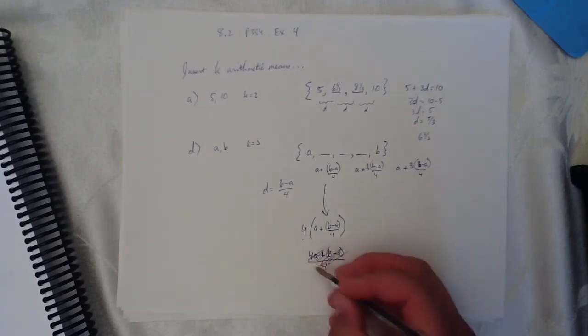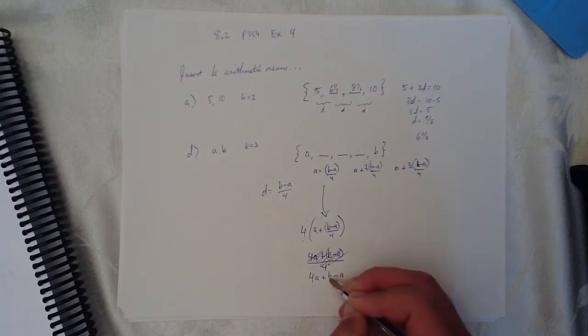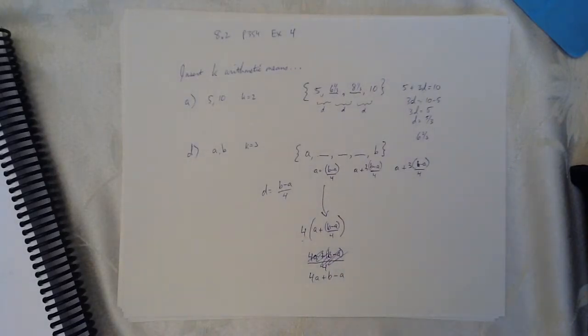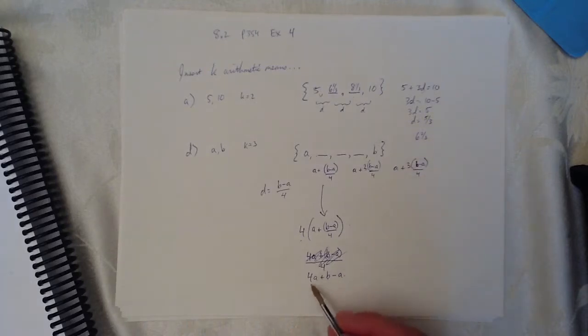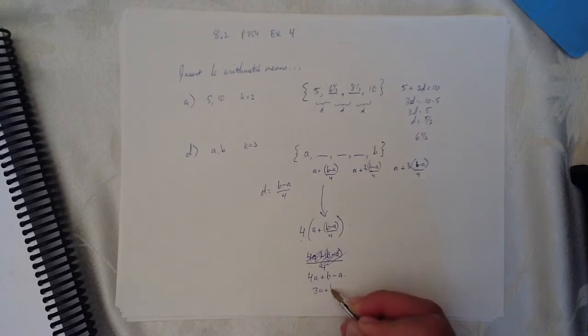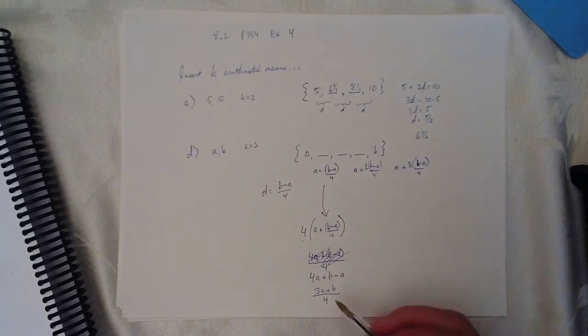4a plus b minus a essentially is what we end up with. So we multiplied by 4 here, we take the brackets out, we see that the 4a minus a is 3a, so we get 3a plus b, and then we have to divide it all by 4 again since we multiplied it by 4, and we end up with this, and that's what the answer key looks like.